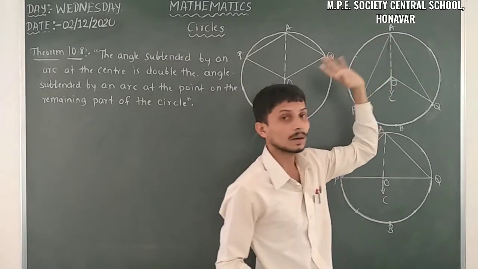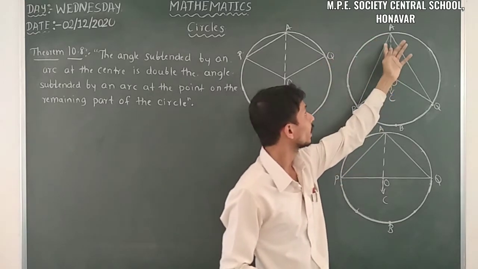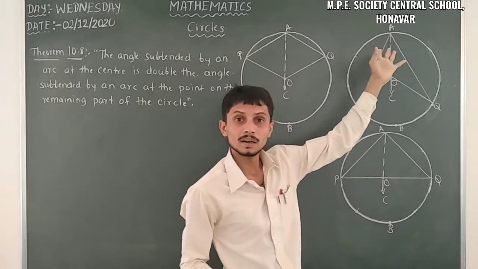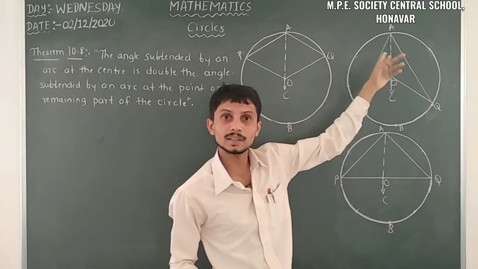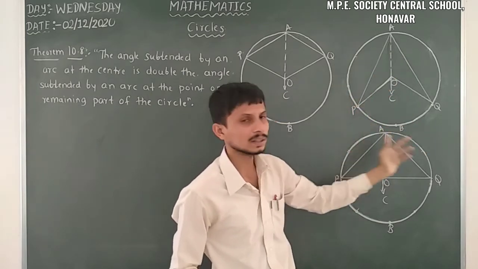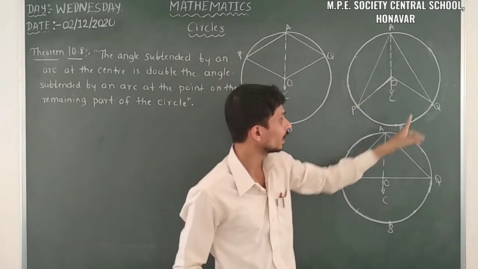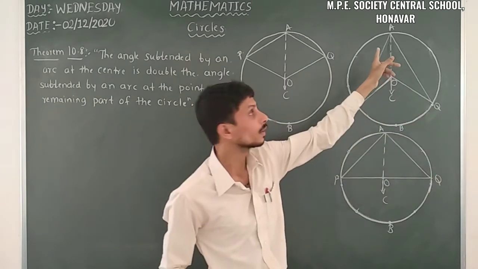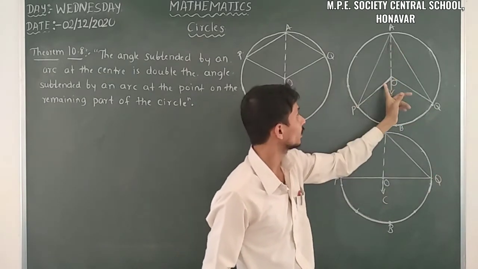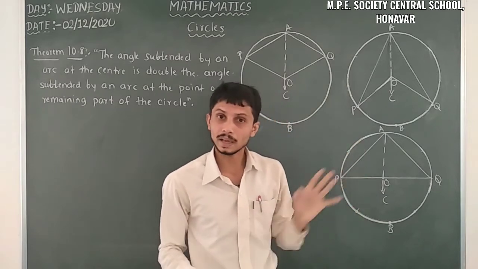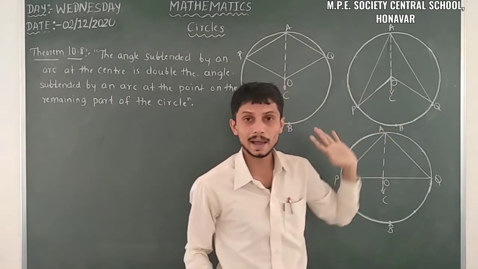Here the arc subtends an angle at a point on the remaining part of the circle. Any point you can take. So from that point you have to join AP and AQ, so that it forms an angle, and this also forms an angle.